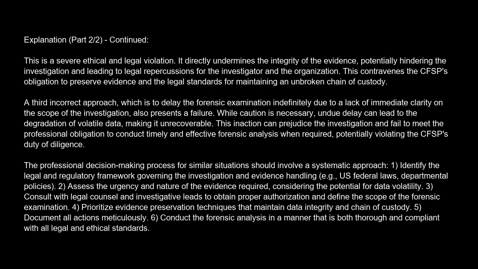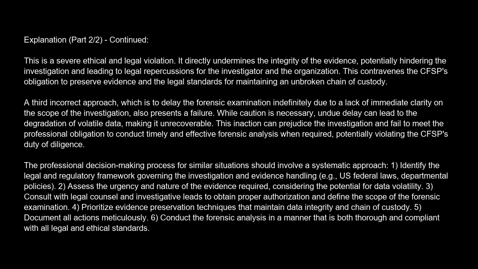This contravenes the CFSP obligation to preserve evidence and the legal standards for maintaining an unbroken chain of custody. A third incorrect approach, which is to delay the forensic examination indefinitely due to a lack of immediate clarity on the scope of the investigation, also presents a failure.